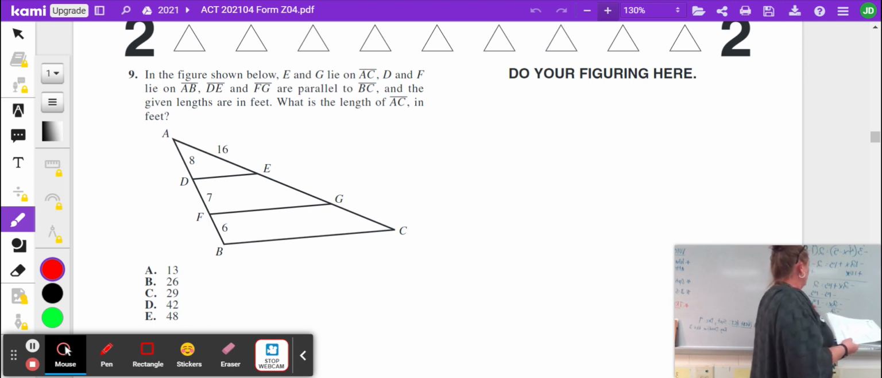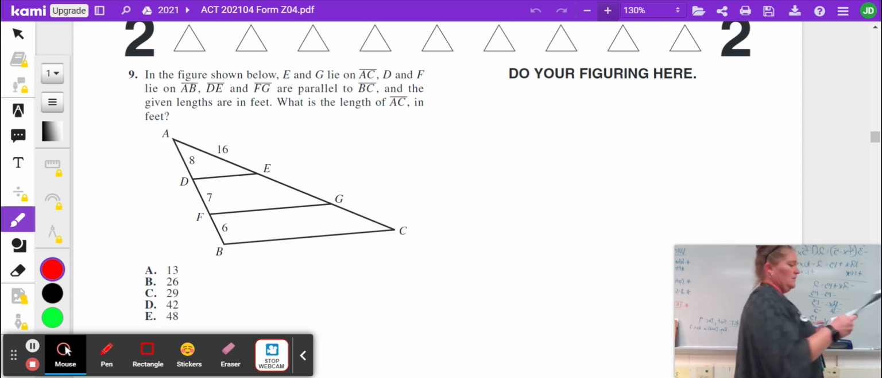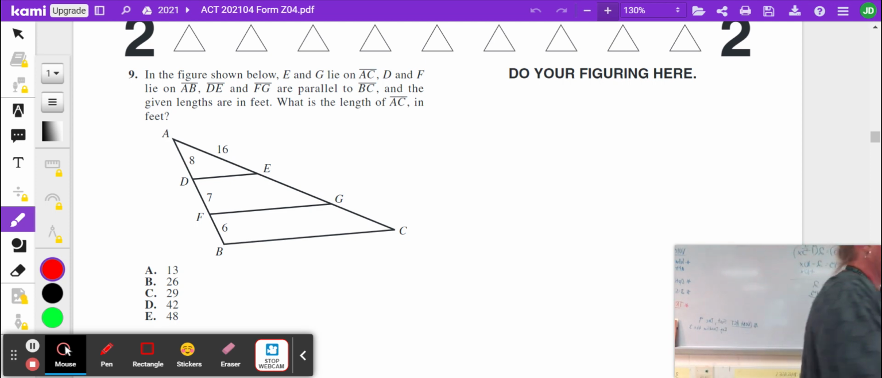Divide by negative 2. So x is 13 over 2, which is k. Questions? Don't miss a negative sign.